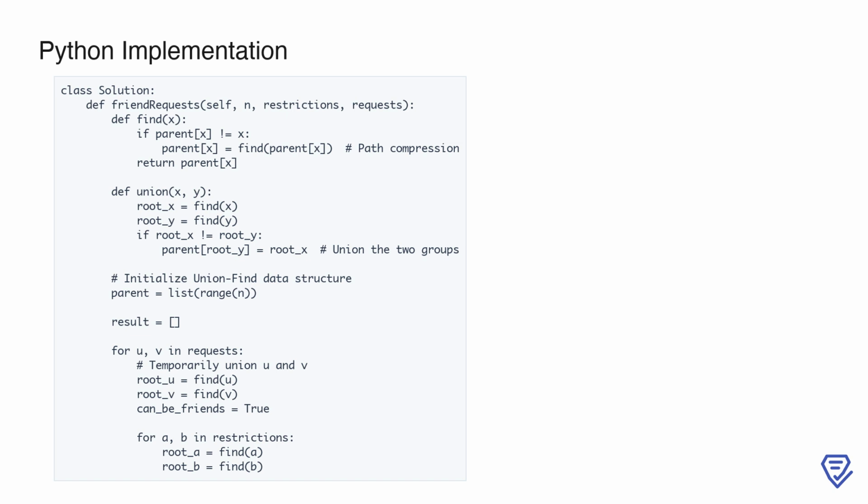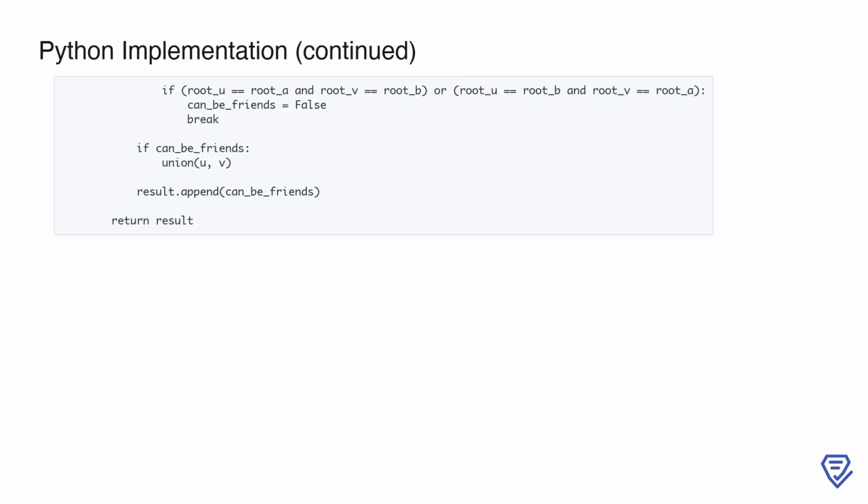Now, we check each restriction to ensure that forming a friendship between U and V does not violate any constraints. For each restriction pair, A, B, we find their respective roots using the find function. If the roots of U and V match the roots of the restricted pair, A, B, in either order, it means connecting U and V would violate the restriction. In such a case, we set can_b_friends to false and break out of the loop.